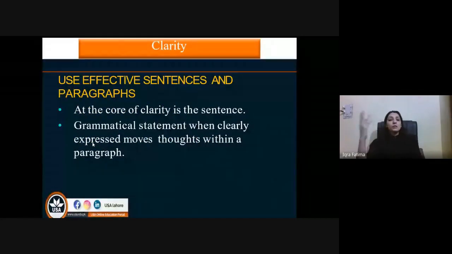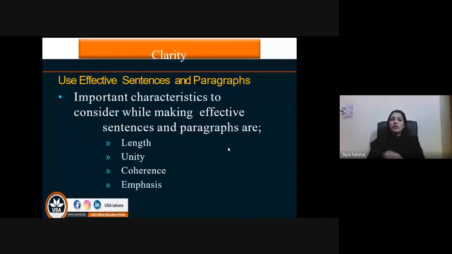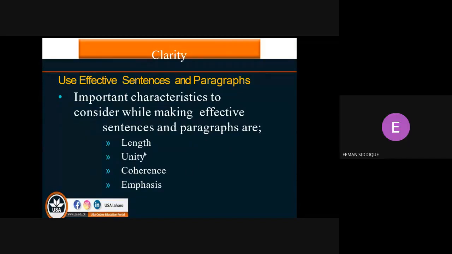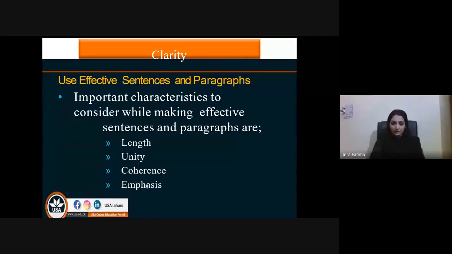The first thing was to use precise, familiar and concrete words in order to have clarity in your message. The second thing is to use effective sentences and paragraphs. Now we are going to talk about sentences and paragraphs. Grammatical statements, when clearly expressed, move thoughts within a paragraph. So in order to make sentences and paragraphs effective, you have to focus on four things: length, unity, coherence, and emphasis.